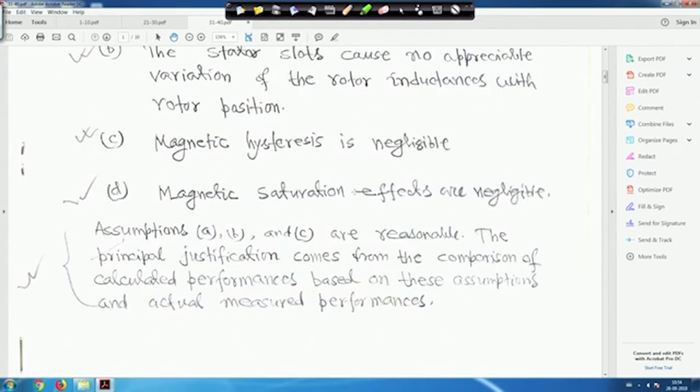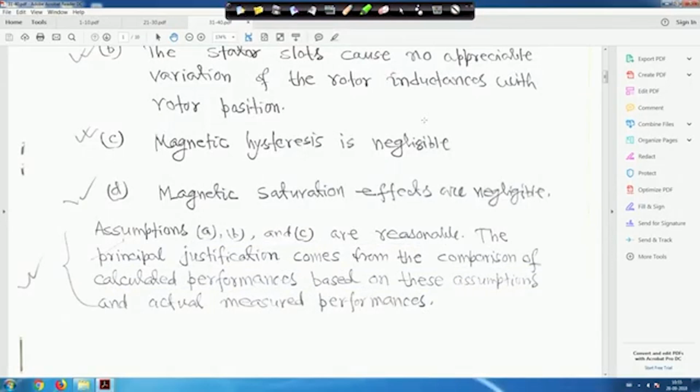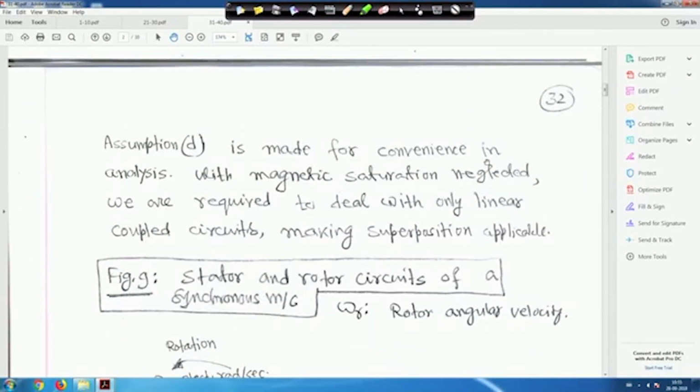So, these four assumptions will be made, and the assumptions A, B, and C, these three assumptions, are reasonable, right. The principal justification comes from the comparison of calculated performance based on these assumptions and actual measured performance. That means the theoretical and the measured results were compared, assuming all these things, and they are very close to each other. So, these assumptions are more or less valid, right. The fourth assumption is made for convenience in analysis. With magnetic saturation neglected, we are required to deal with only linear coupled circuits.